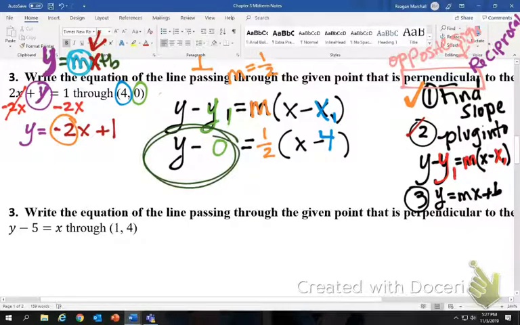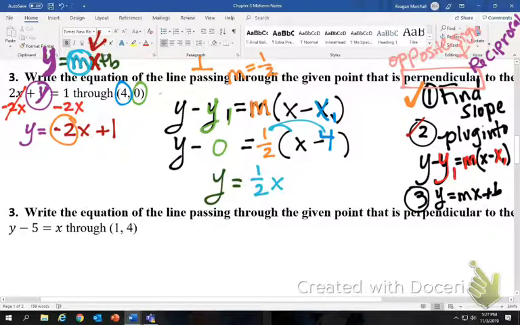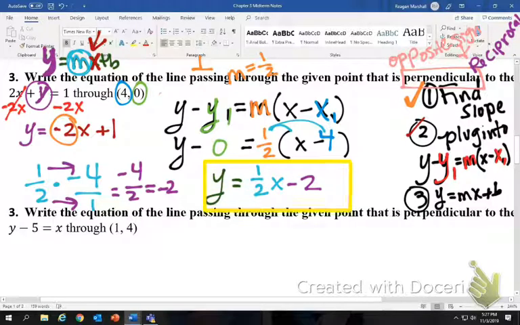You should combine this. Y minus 0 is y. On the right side, distribute. 1/2 times x is 1/2 x. 1/2 of -4. 1/2 times -4. Again, put it over 1. Distribute. 1 times -4 is -4. 2 times 1 is 2. This is the same as -2. That's it.